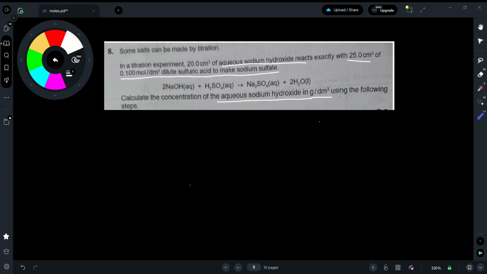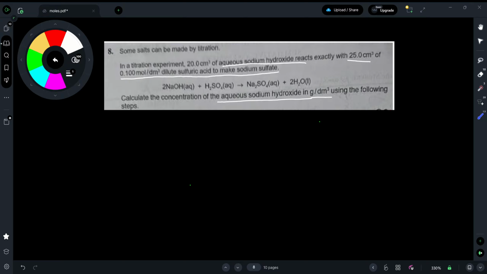Now, I've hidden the steps. I'm not showing the steps, because if you can work without the steps, you can actually complete any stoichiometric formula. So we have the volume of aqueous sodium hydroxide, but we need to find the concentration of aqueous sodium hydroxide, which means finding the mass per unit volume.